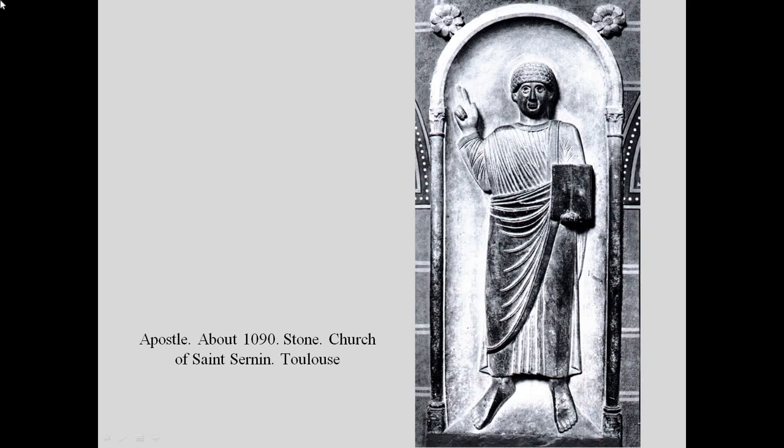Natural objects were freely transformed into visionary images that derive their power from abstract linear design and from expansive distortion and stylization. In this slide we can see an example, the image of an Apostle created about 1090 on the facade of the Church of Saint Sernin in Toulouse. So the images are extremely stylized.